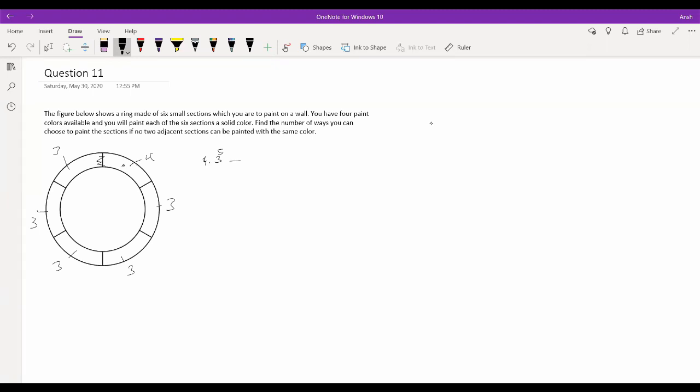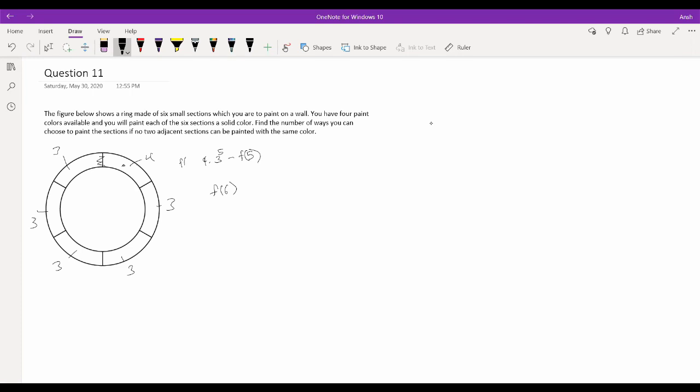So why don't we formalize this a bit? We've made this interesting discovery, so let's make it easier to write out. Let's say the number of ways to paint a six-section wall such that no two adjacent sections along the ring are the same color, we'll call this F of six, since it's six sections. So we established that F of six is 4 × 3⁵, like we got earlier, minus the number of ways to paint a five-section cyclic wall such that no two adjacent colors are the same. So that would just be F of five. So this expression up here is equal to F of six.